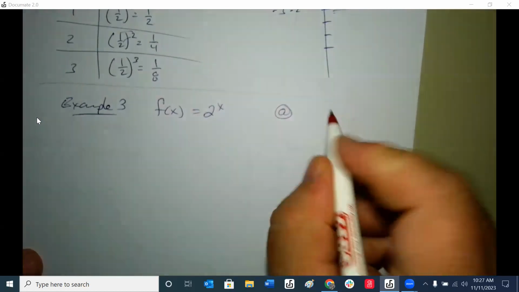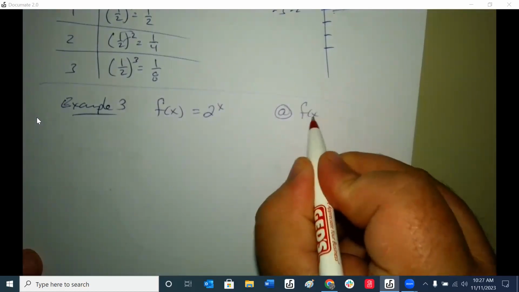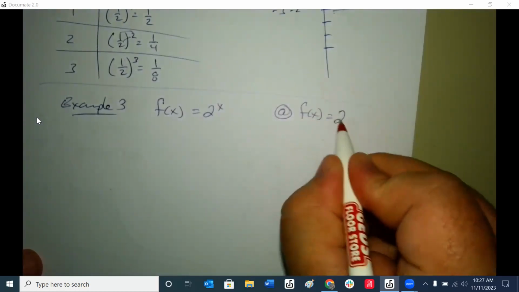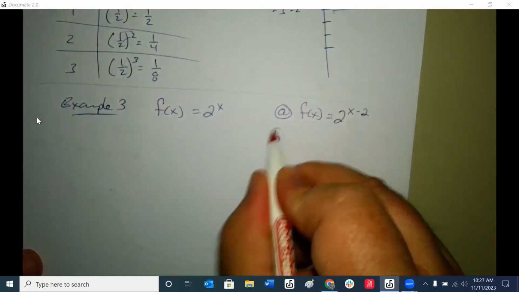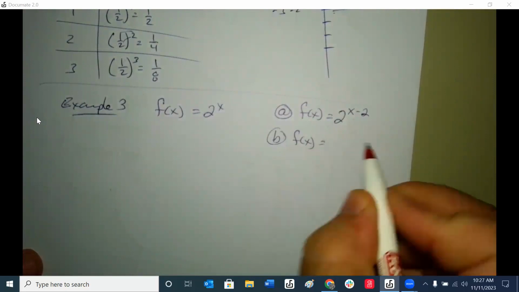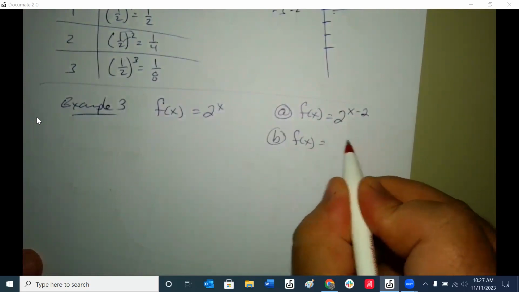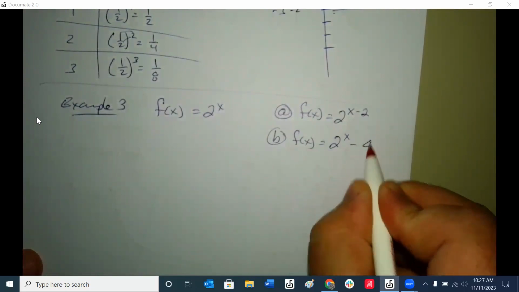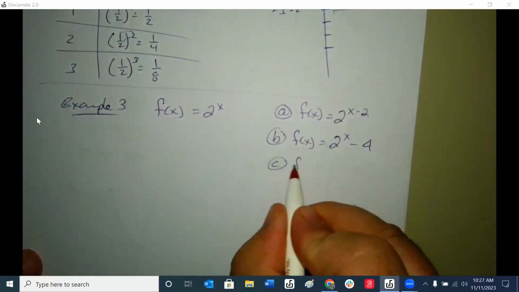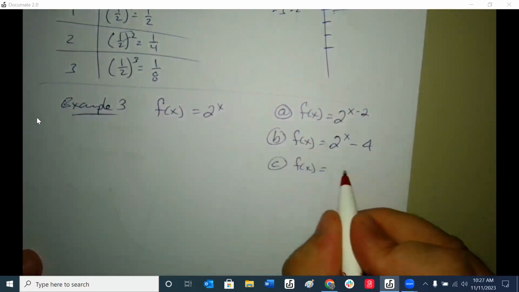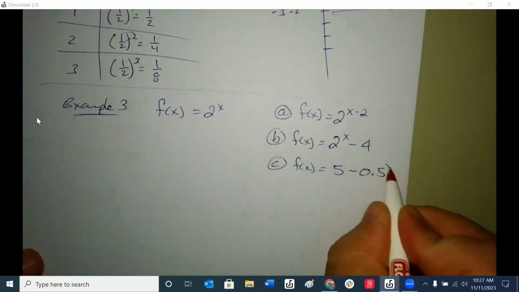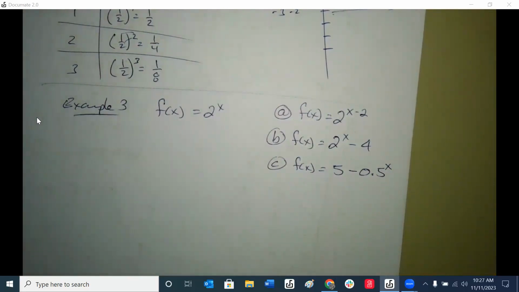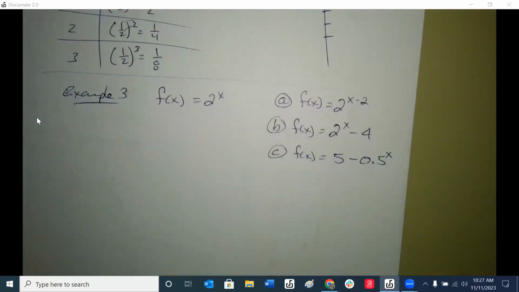A is f of x equals 2 to the x minus 2. B is f of x equals 2 to the x minus 4. C is f of x equals 5 minus 0.5 to the x. These are all just transformations.